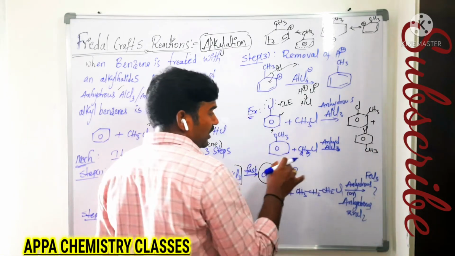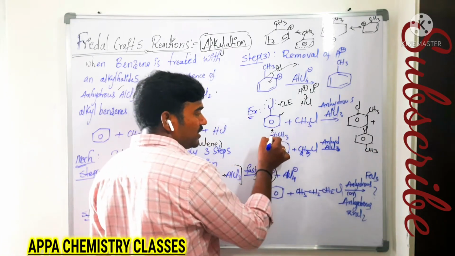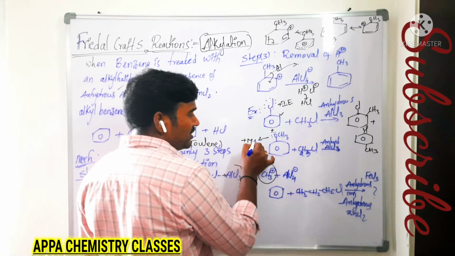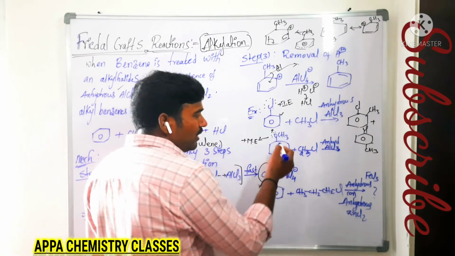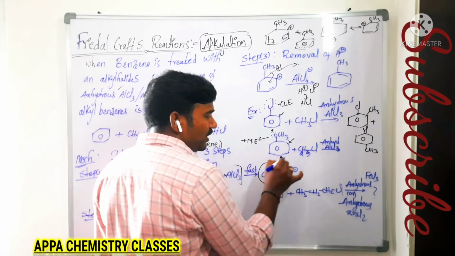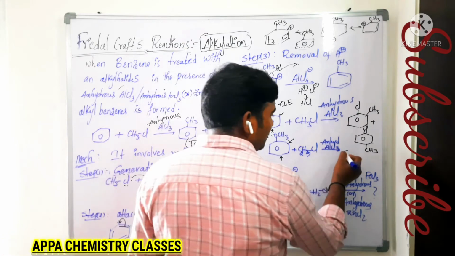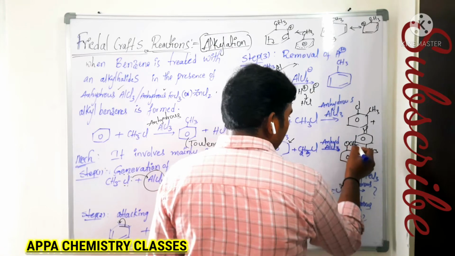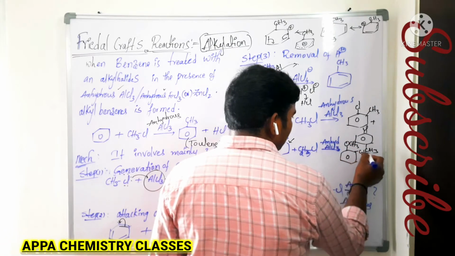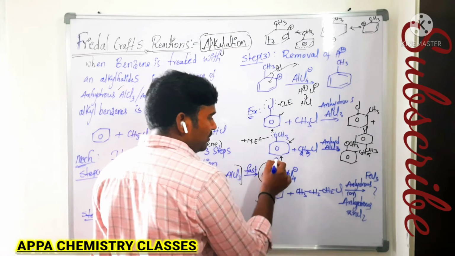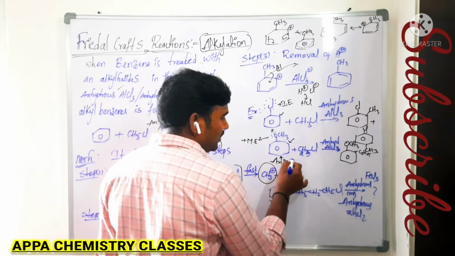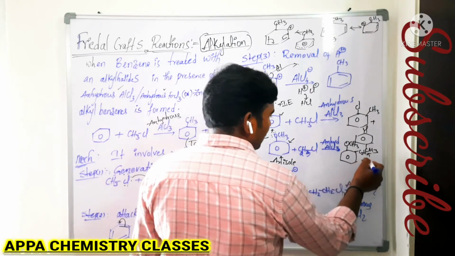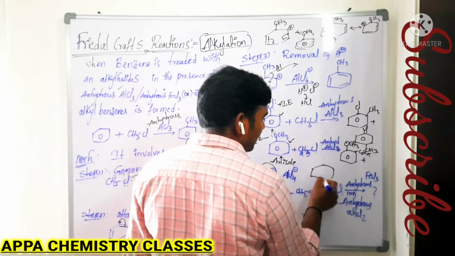Is that clear? So next we are going to see here this OCH3 which has lone pair of electrons. It is a plus M group, plus mesomeric effect group, which increases electron density at ortho and para position. Then what happens? We are going to get here ortho-ethyl methoxybenzene, which is called anisole. Ortho-ethyl anisole and para-ethyl anisole we are getting.